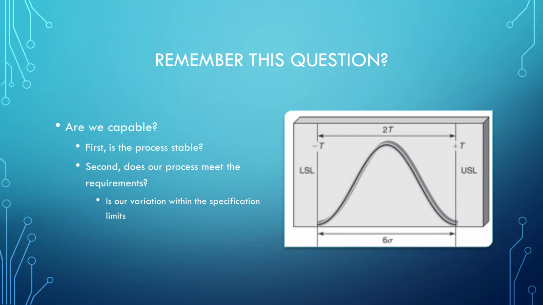So in order to be capable, first, the process has to be stable. Because if it isn't stable, we can't predict whether we'll be able to meet the requirements or not. So once the process is stable, then we can ask, does the process meet its requirements? And by meeting the requirements, what we really mean is the variation of the process is within the specification limits. So part of that is going to be comparing the width of our variation with the width of the specification limits. And part of it is going to be checking to make sure that our mean is centered where it needs to be centered.